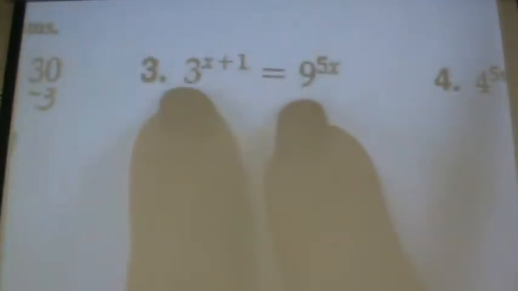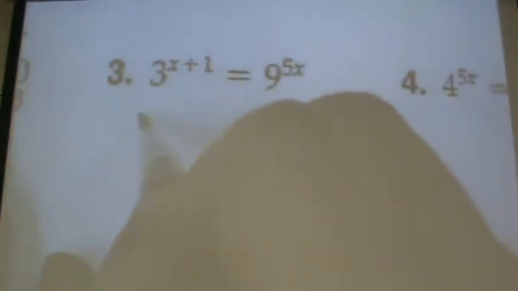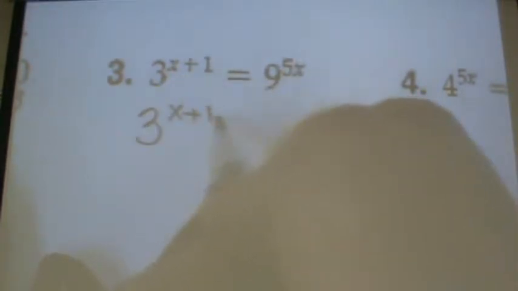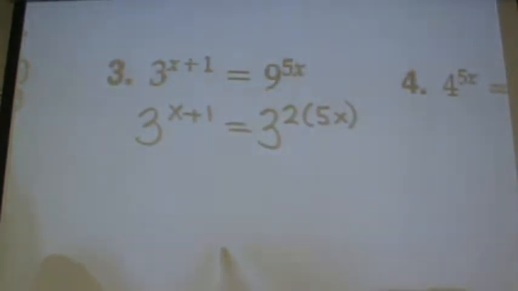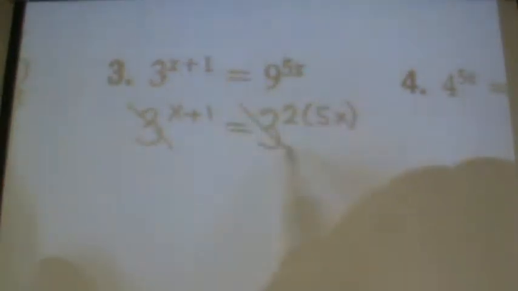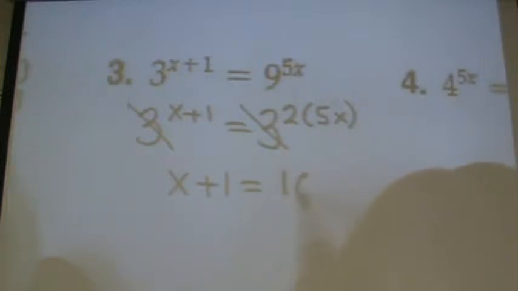Okay, ignore your powers. You got a 3 and a 9. What's the common base? 3. So you're going to make this 9 3 squared, but you have a 5x here. So these 3's cancel out, and you have x plus 1 equals what? 10x. So subtract x here. What's x? 9.